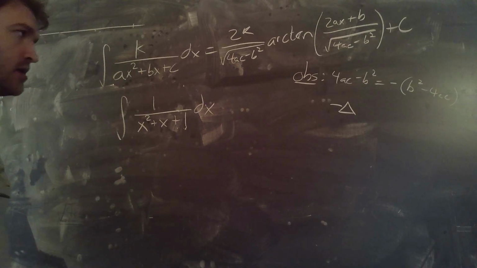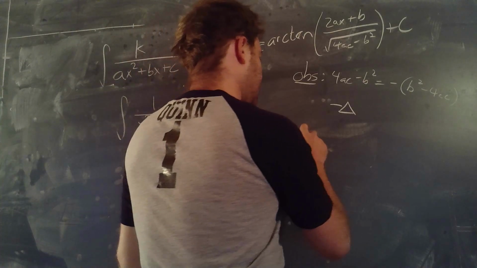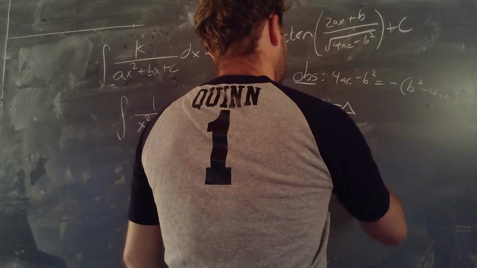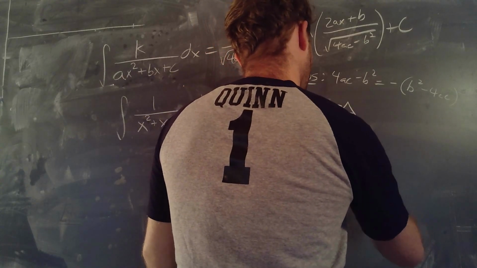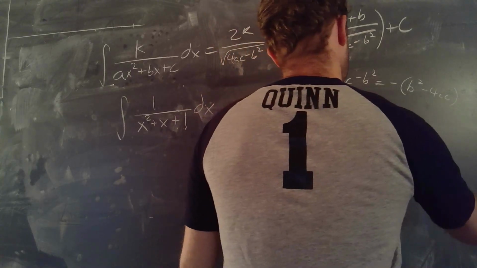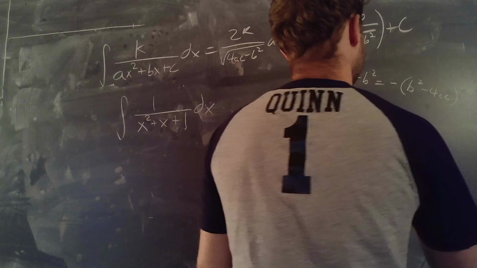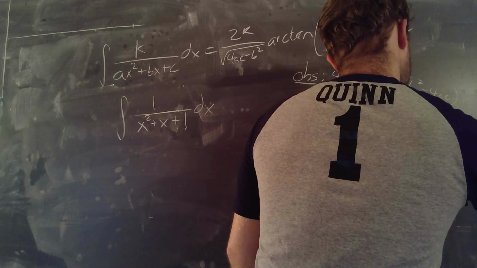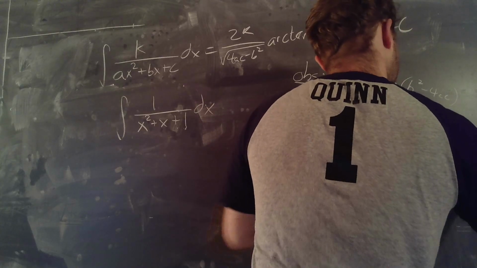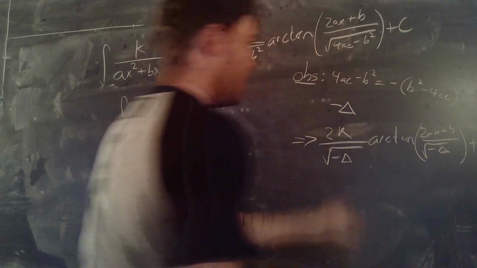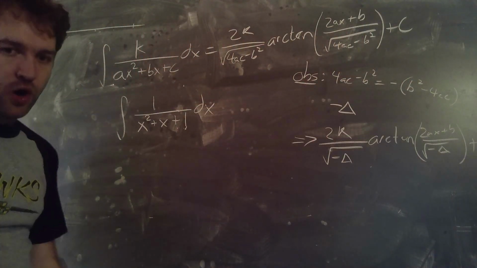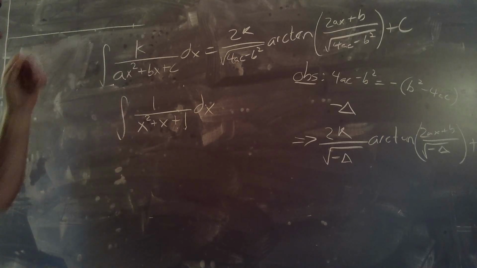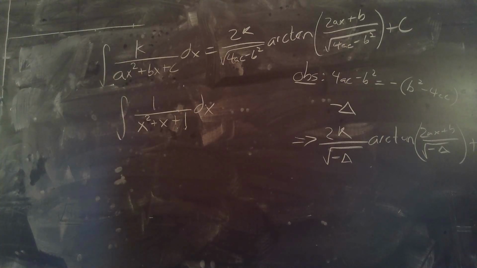So I think this formula could be written in that way, where we have 2k divided by the square root of the negative discriminant, arctangent of 2ax plus b over the negative discriminant's square root, plus c. And we see that's actually not a particularly awful formula. So in this case, we just need to decide what our a, b, c, and k are.